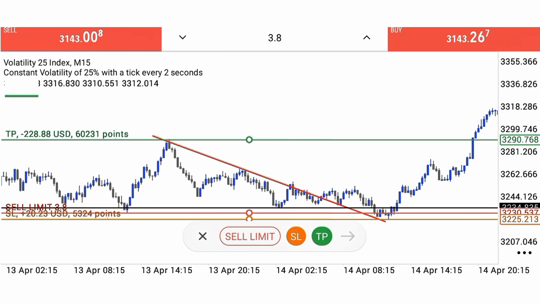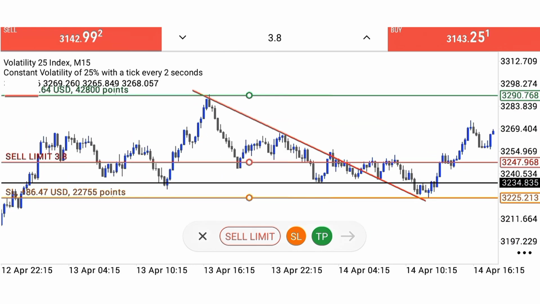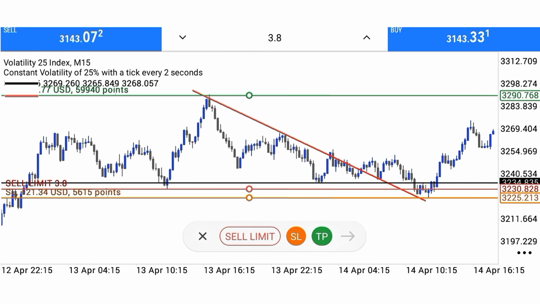So now I'm risking $20 on this trade to make $228 for the trade. That is crazy, bro. That is so crazy. And this is the kind of trade that I want my students to take. I want everyone watching this video to be able to take this type of trades and win a lot like this. This is the kind of trade that will help you as a trader.